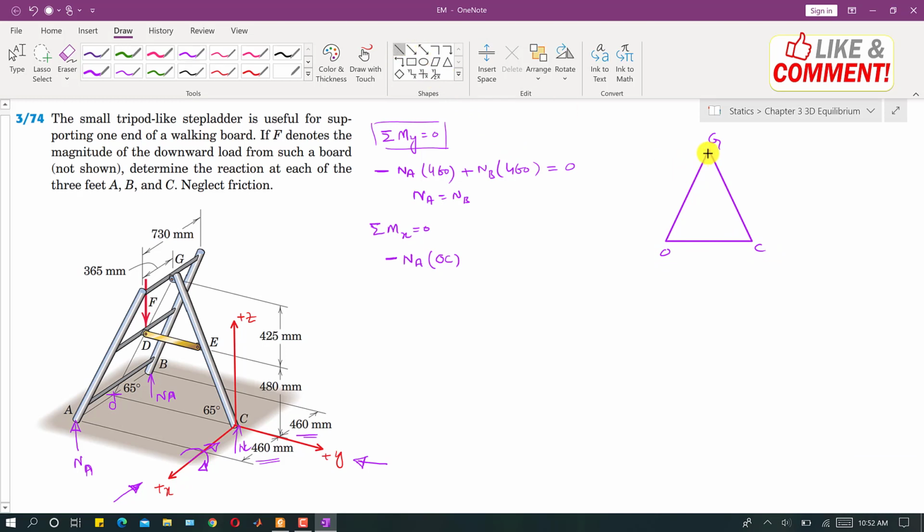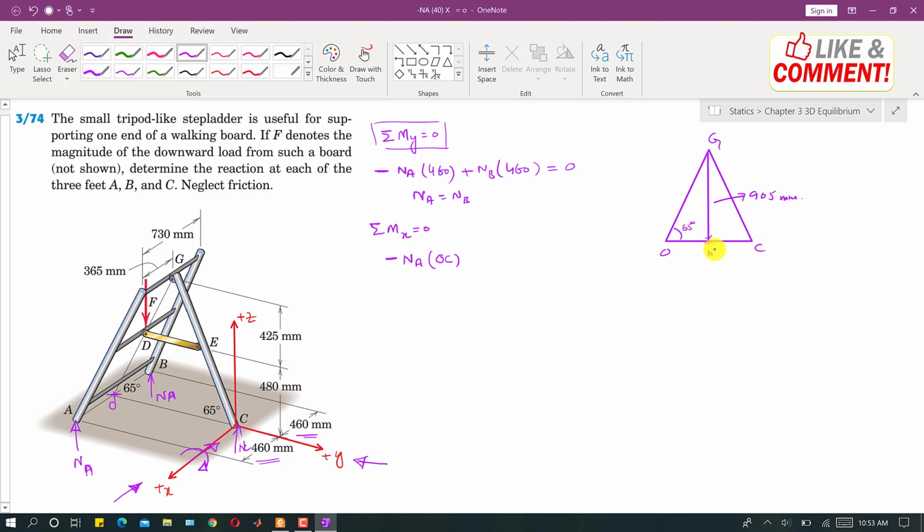So this height is given, right? If I draw a perpendicular line, this height is given. If I place it here, this total height is 480 plus 425, which is 905 mm. We need to find this OC distance, and this angle is given, 65 degrees.